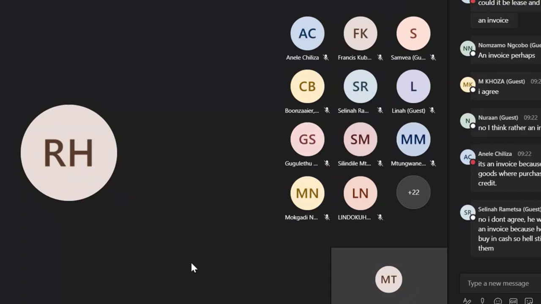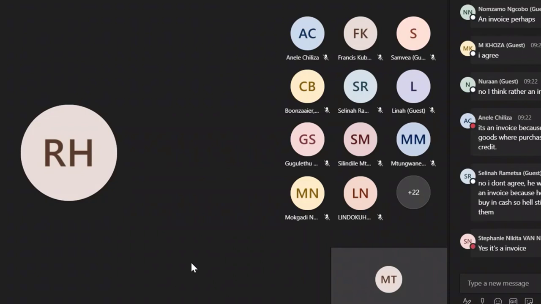So basically, this was bought on credit. He bought this, but he's still owing it. There must be an agreement that he entered into with Big Builders. What do you think? There must be an agreement. So basically, you'll be looking at an agreement that was entered into between Big Builders and BS Electrical. So this is not something that he bought in cash or EFT. It's something that he bought on credit.